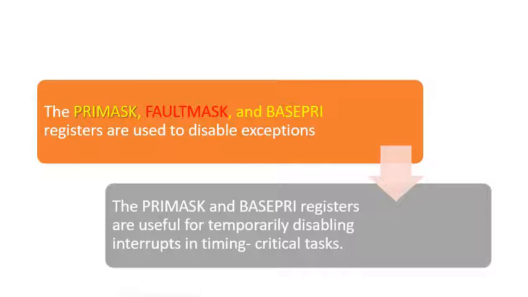The PRIMASK, FAULTMASK and BASEPRI registers are used to disable the exceptions. If you consider specifically the PRIMASK and BASEPRI registers, they are useful for temporarily disabling the interrupts in a time critical task. Time critical task means a real time application also. In a real time application, we can temporarily stop certain interrupts using the PRIMASK and BASEPRI registers.